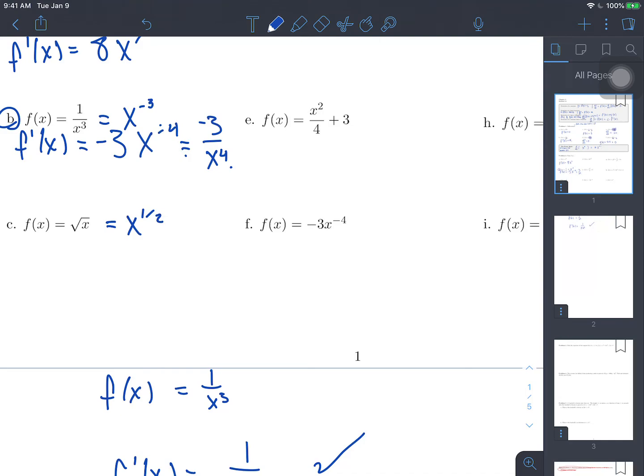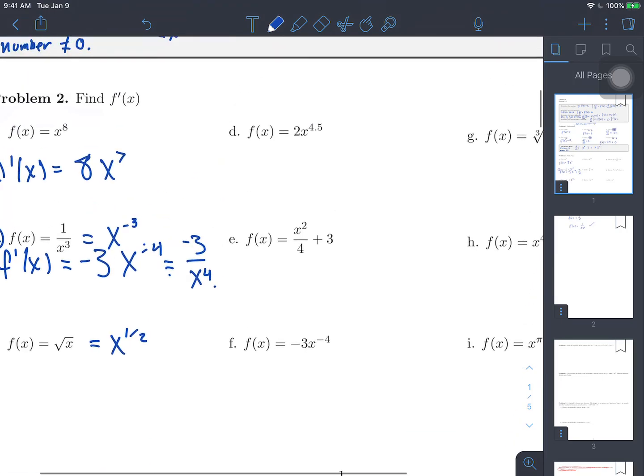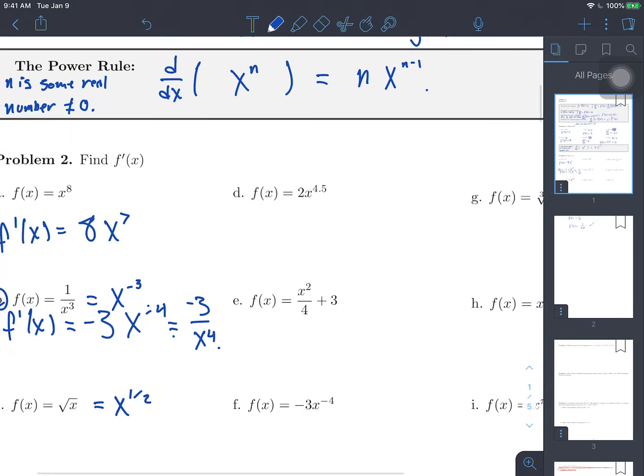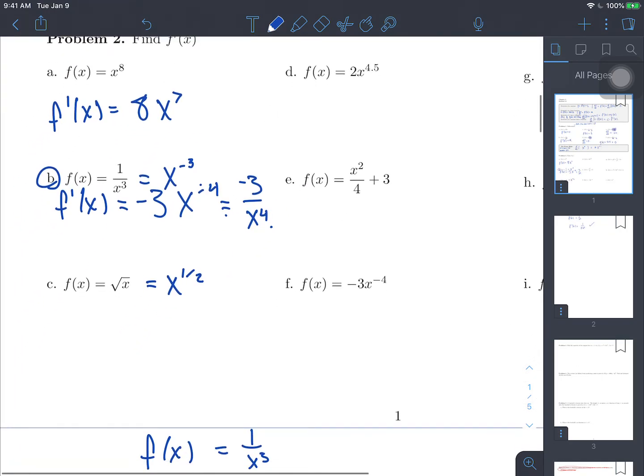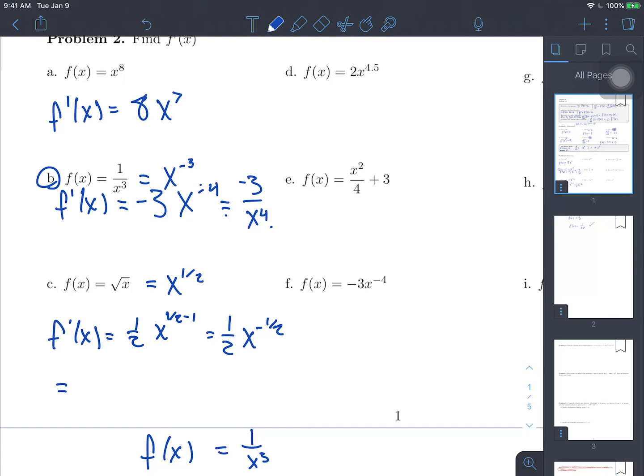So just like before, I just took this thing and I rewrote it in a way that's friendly for using this rule. So now I just multiply down by the power, so f prime of x will be equal to 1/2 times x. And now I'm going to do 1/2 minus 1. Okay, so 1/2 minus 1 equals -1/2, giving 1/2 x to the -1/2. So if I was to write it properly, I'd write maybe 1 over 2 square root x.